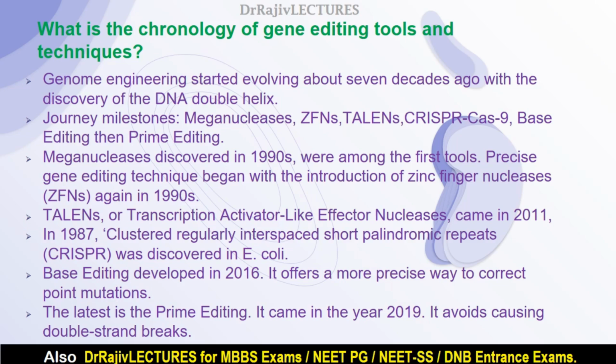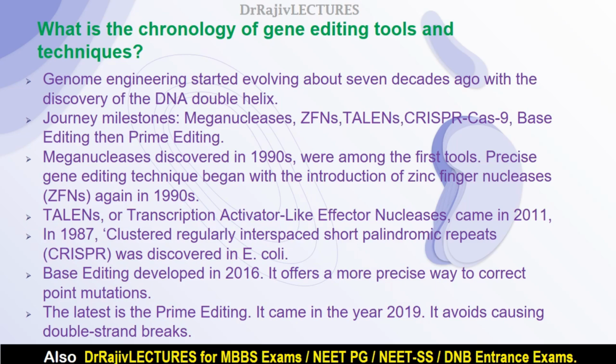Meganucleases, discovered in the 1990s, were among the first tools used for gene editing. They are natural enzymes that recognize and cut specific DNA sequences. But their use was limited due to the difficulty in targeting new sequences. Precise gene editing technique began with the introduction of zinc finger nucleases or ZFNs, again in the 1990s. Zinc finger nucleases are artificially produced restriction enzymes for custom site-specific gene editing.